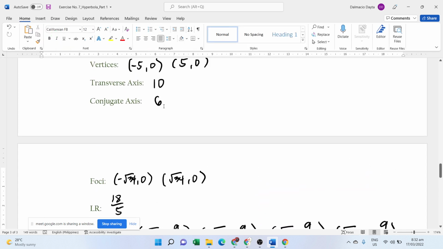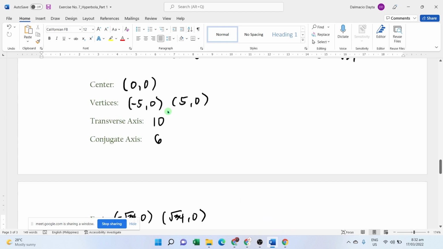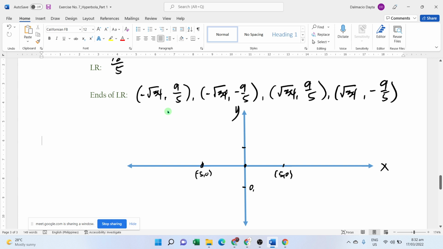Nakikita ba yung presentation pagka minumove ko? The same speed ba yung pag-move? Opo, sir. Okay. So, we have 0, negative 3. Tama ba? B is equal to 3. Yeah. 0, negative 3 supposed to be, kung kinuha natin, pati co-vertices, and 0, 3.